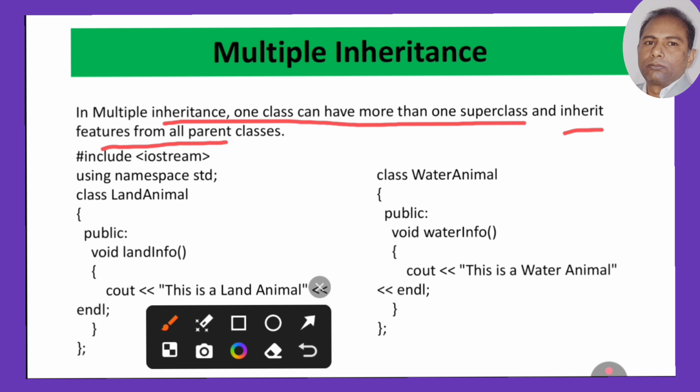So we can see one example here. We are writing the program, including the iostream header file. Then we have made one class. What is the name of the class here? Land animal. Then if we call this, we have this function here: this is the land animal. Then we have made another class. What is the other class? Water animal. Inside that we have made one function, and we are having the output: this is the water animal. So we have made here the two parent classes. One class is land animal and another class is water animal.